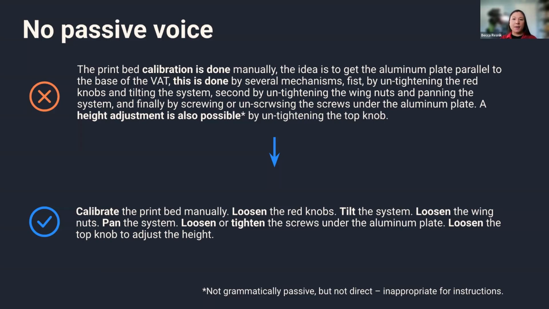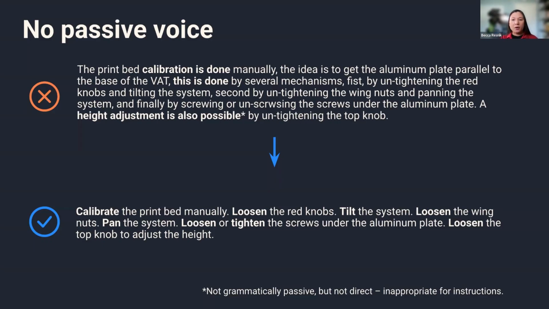Get straight to that command. It's not "the calibration is done manually" by some magical entity wherever. No, you need to do that. Calibrate the print bed manually. I'm giving you that order. Same thing for the remainder of this paragraph. If you look at those words that I have in bold and really zero in on those: calibrate, loosen, tilt, loosen, pan, tighten, etc. Those are all in the imperative form, the imperative being the command form.